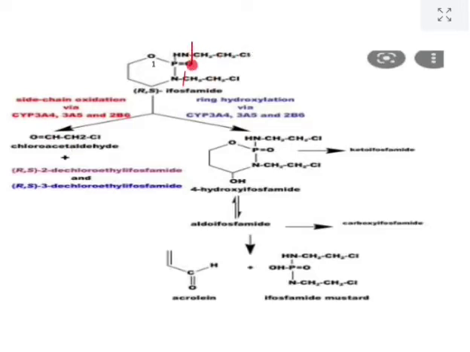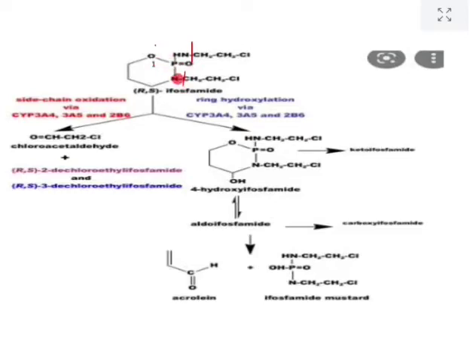I'm only saying you can have oxidative dealkylation or oxidation there, catalyzed by cytochrome P450 enzyme, and you can cleave that. You can get two products, either the 2 or the 3, considering this is position 1 there and that is position 2. If you cleave that one, then you will get the RS 2-dichloroethyl ifosfamide. If you cleave these, then it will be position 1, 2, 3, and you will get the 3-dichloroethyl ifosfamide.